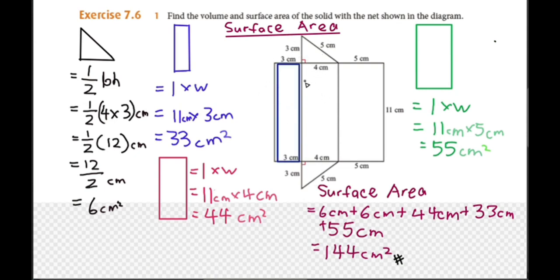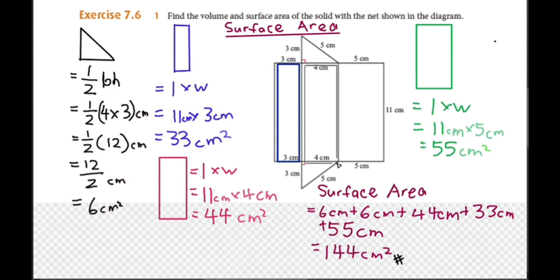Now let's look at this rectangle here. To find the area of a rectangle, we take the length times the width. So we will get 11 cm times 3 cm, which is 33 cm squared. So we can see that this blue rectangle here has an area of 33 cm squared.